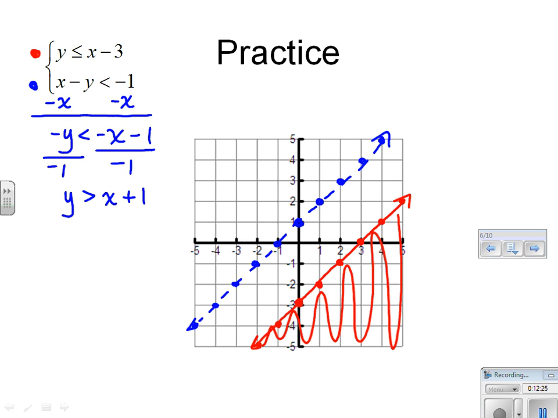When I try to shade, if I plug in 0, 0, I get 0 is greater than 1, which is not true. So I don't want to shade the side where 0, 0 is, so I'm going to shade up here.